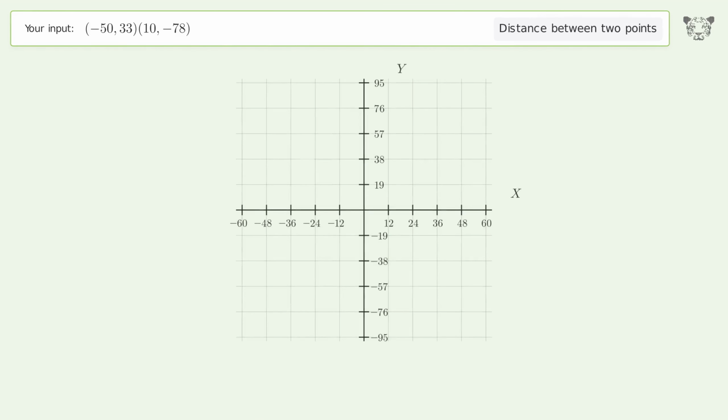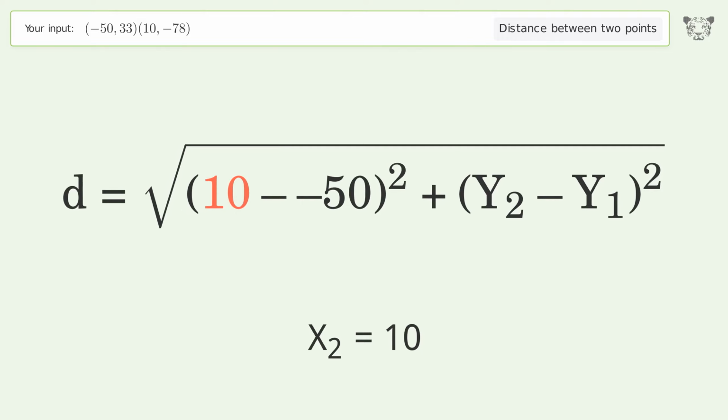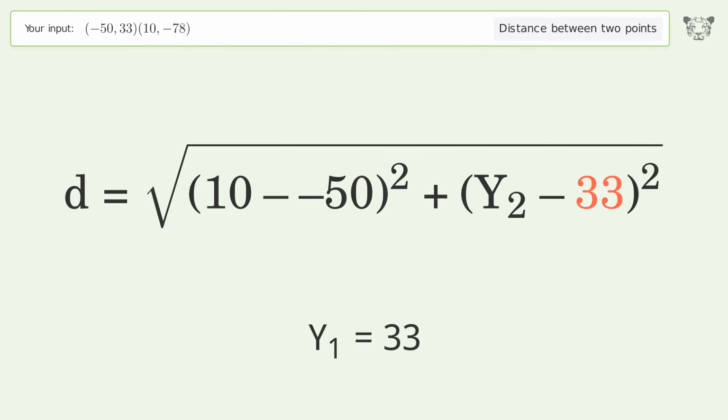x1 equals -50. x2 equals 10. y1 equals 33. y2 equals -78.